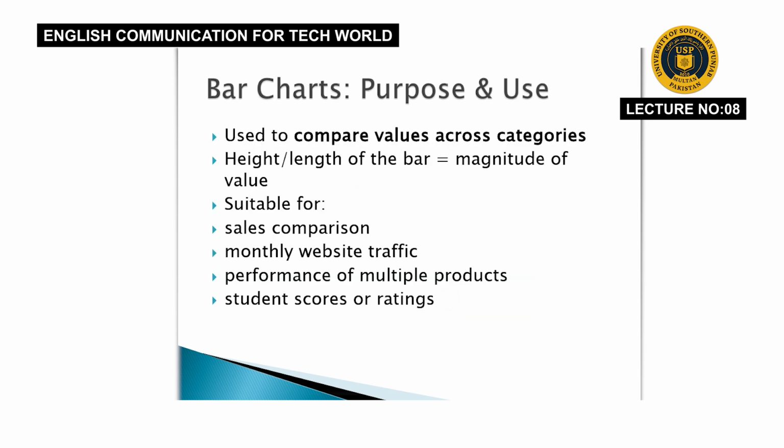Next, we have the bar chart. A bar chart is used for comparing values across different categories. Bars can be vertical or horizontal. The height or length of the bar indicates the value. The taller the bar, the higher the value. The shorter the bar, the lower the value. Bar charts are ideal for comparing monthly sales, tracking website traffic, comparing performances of different products, analyzing multiple departments, evaluating student scores. They give a very clear picture of which category is performing better or worse.